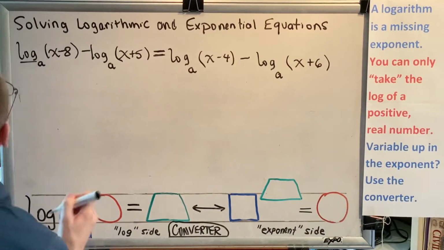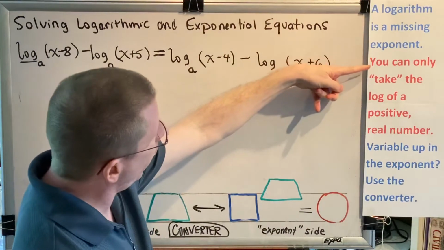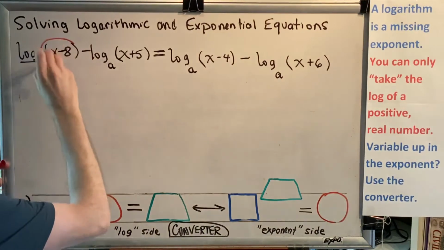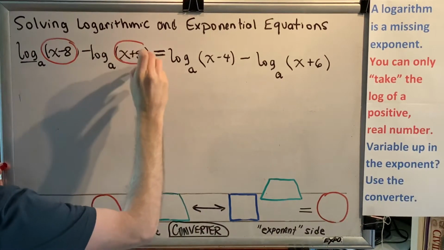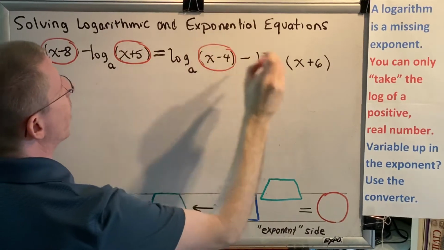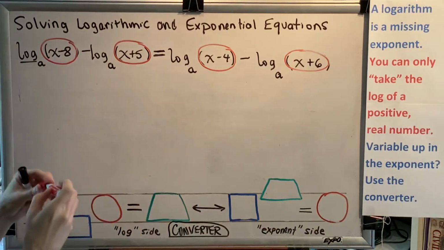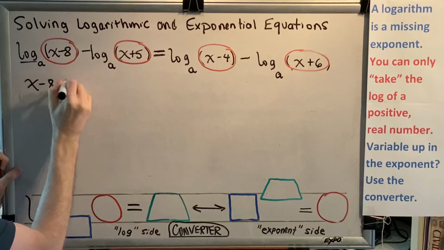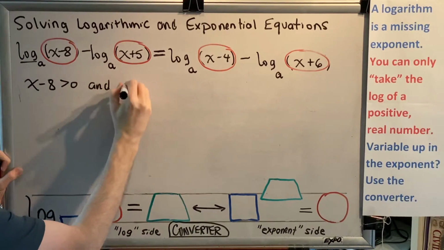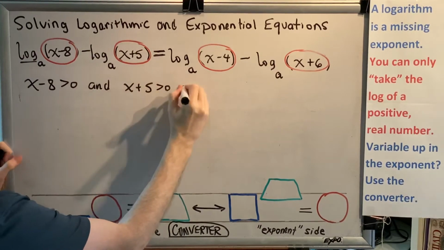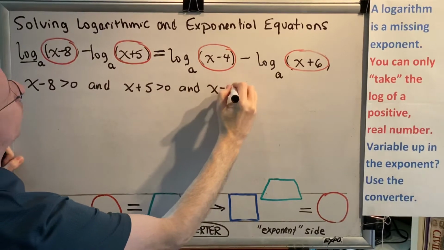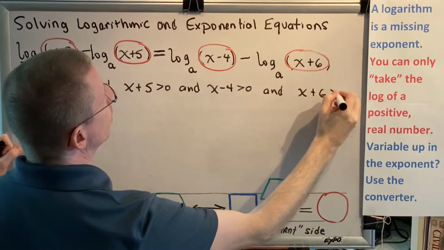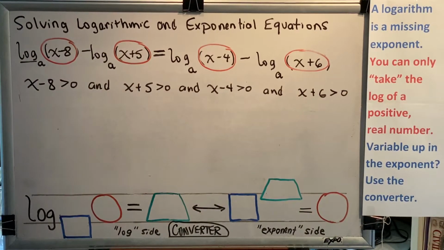First, domain. So you can only take the log of a positive real number. So that means that this has to be positive and real, this has to be positive and real, this has to be positive and real, this has to be positive and real. Positive means bigger than 0, so I get x minus 8 has to be greater than 0, and x plus 5 has to be greater than 0, and x minus 4 has to be greater than 0, and x plus 6 has to be greater than 0. All 4 of these inequalities must be true at the same time.